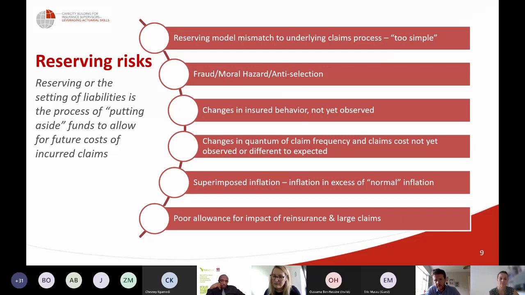The fourth last one, superimposed inflation, is kind of an Australian term for high inflation. So you may have normal inflation, maybe 4 or 5% assumed in your pricing and your reserving, but sometimes for certain types of policies, the claims cost may be running higher than regular inflation, and that's what we call superimposed inflation, very, very high inflation. That's also relevant for health insurance, where medical inflation can be quite high.